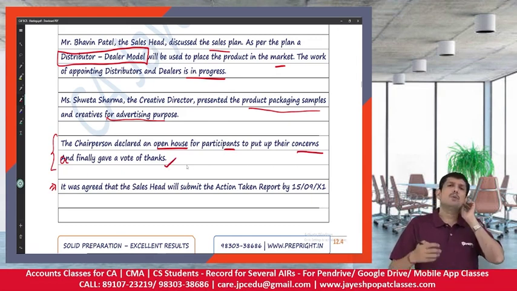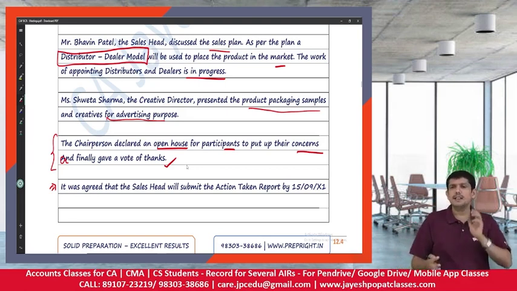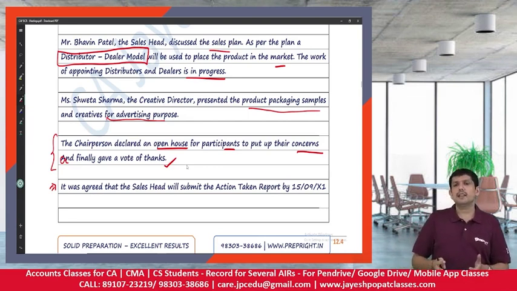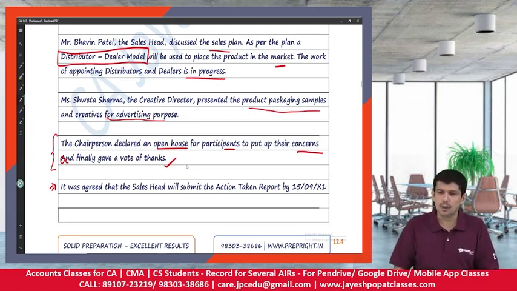So you don't need to discuss what discussions were there in the open house. You simply need to say that the chairperson declared the open house so that people can put forth their concerns, and finally there was a vote of thanks.